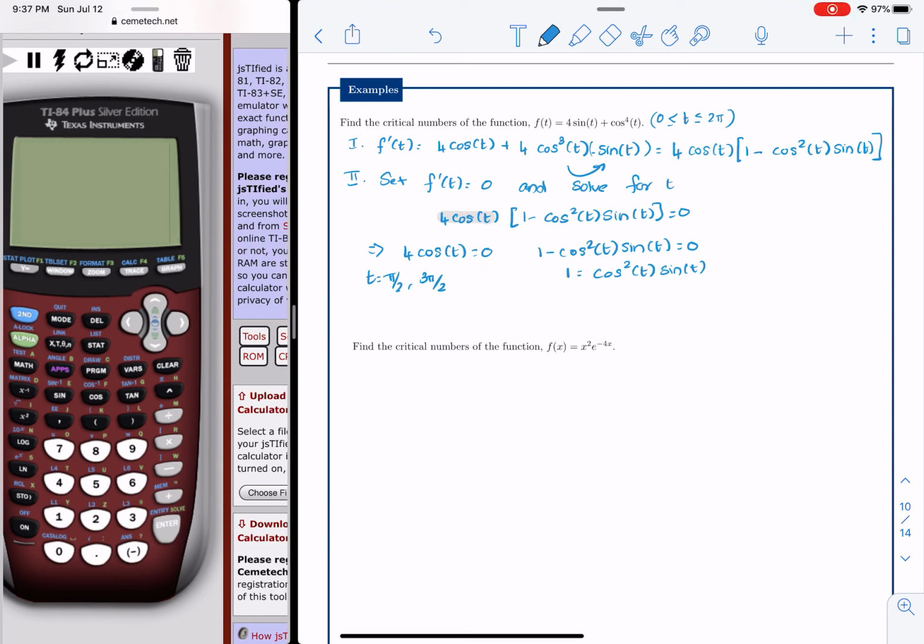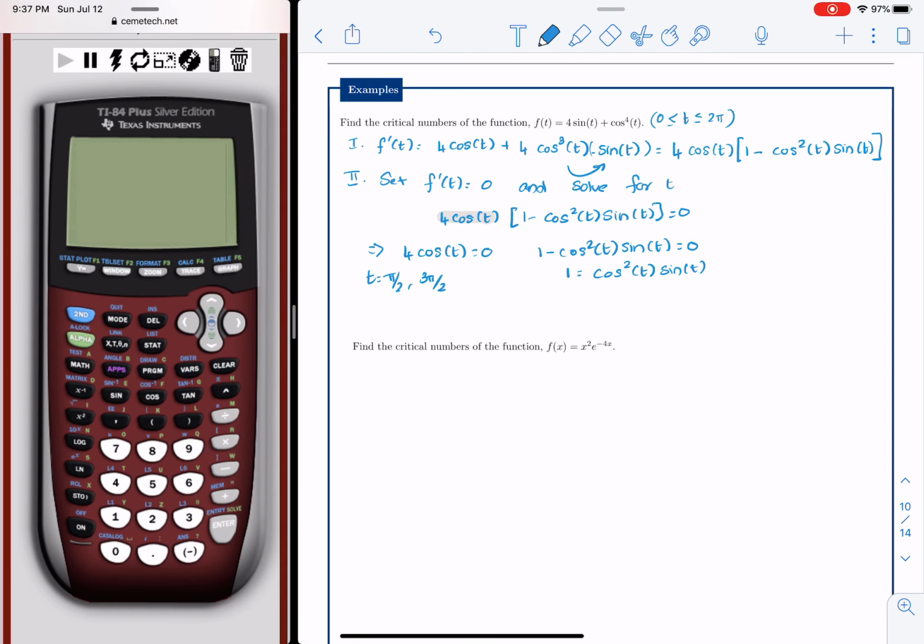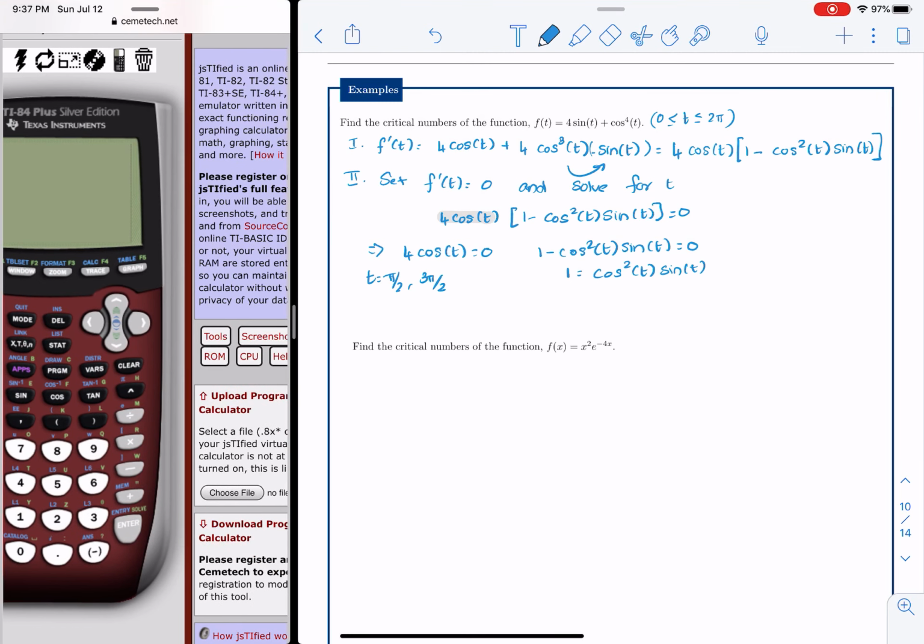Now that was pretty straightforward, but the other one is kind of tricky, because we have 1 equals cosine squared t times sine t, and when I multiply the two I must end up getting 1. So how would we go about doing this? For that particular case, I recommend using the calculator, even though we could find it using trigonometry. I recommend that you use a calculator because it would be easier.